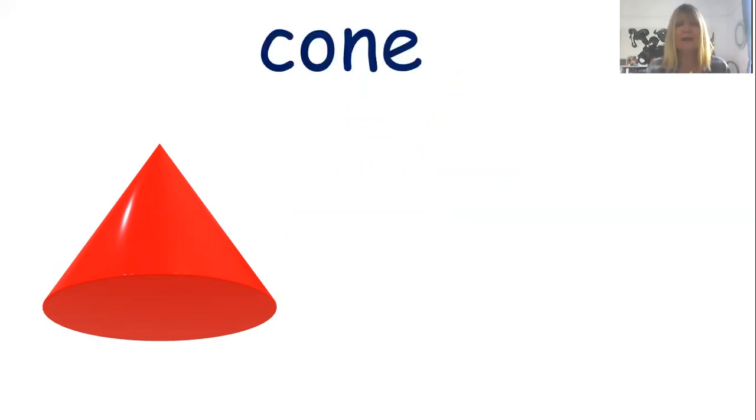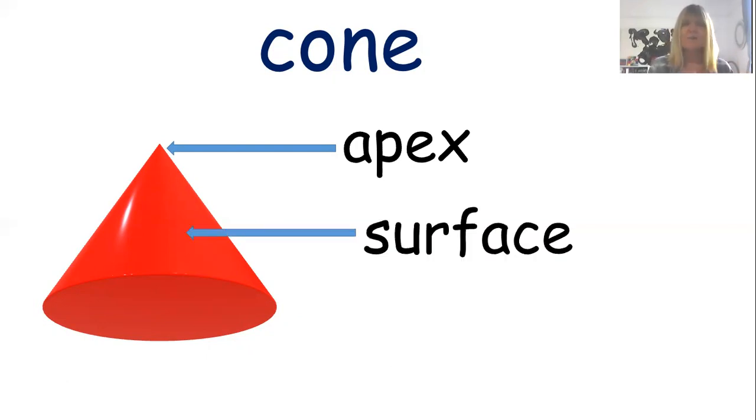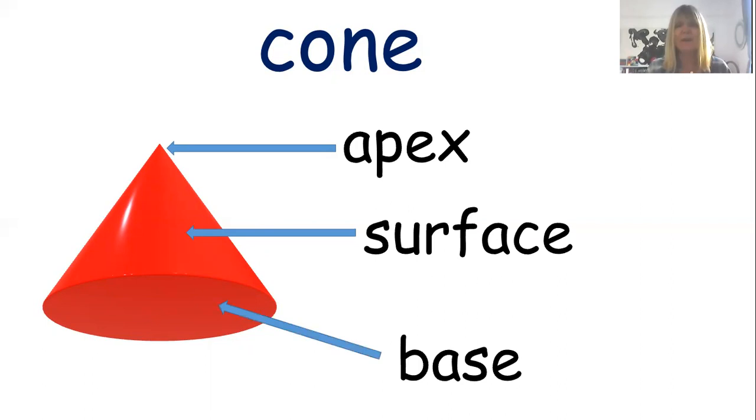A cone. And a cone, we're going to have a look at, has a point, and the point is called the apex. The round surface is called a surface. It goes all the way round continuously. Then at the base, the bottom of the cone, is a flat circle in this case, and it's called the base.